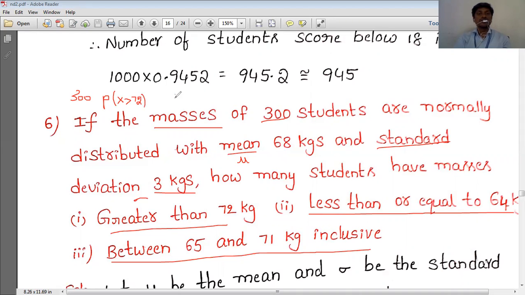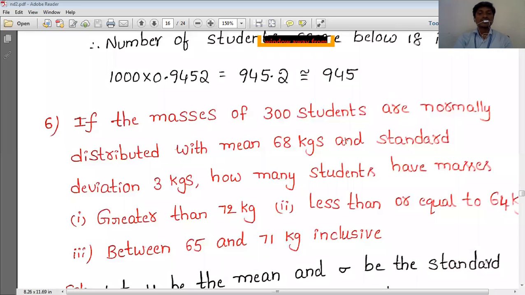And next, second question: 300 into what we need to calculate, less than or equal to 64 kg. So P of x less than or equal to 64. And third one, 300 into what we need to calculate, between 65 and 71. So 65 less than or equal to x less than or equal to 71. So these things you need to calculate. There is no difference as usual. If you understood the first 3 problems, simply you can calculate this type of one.